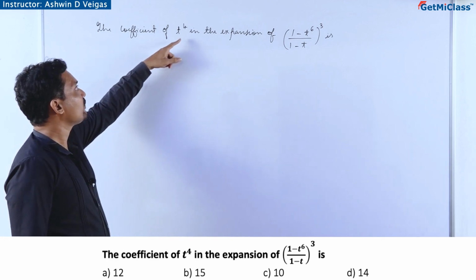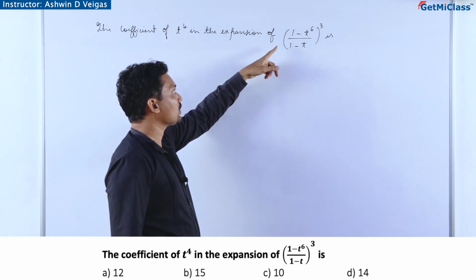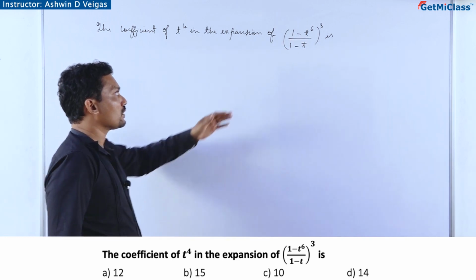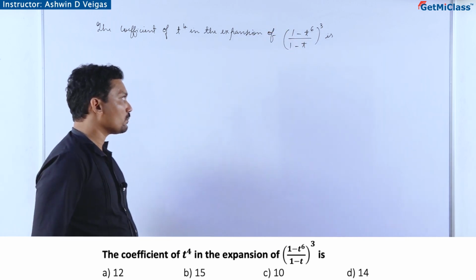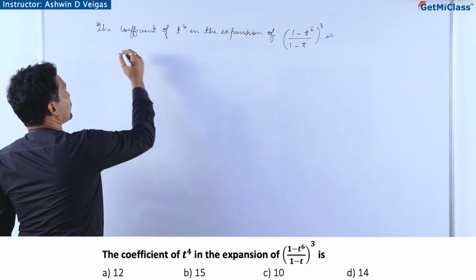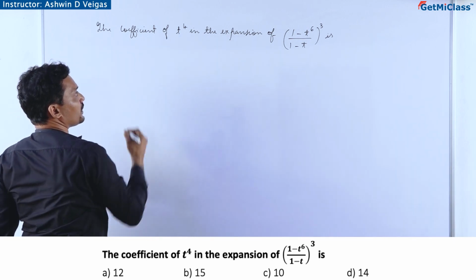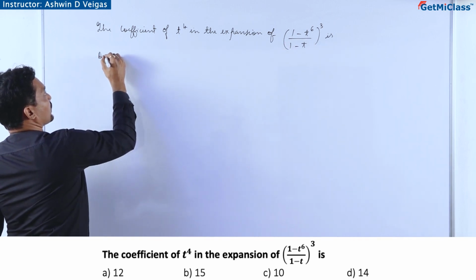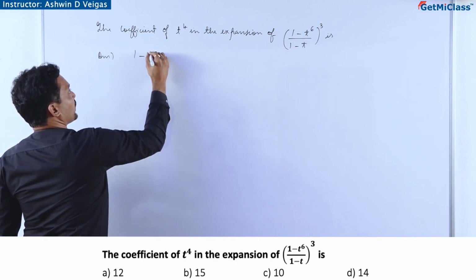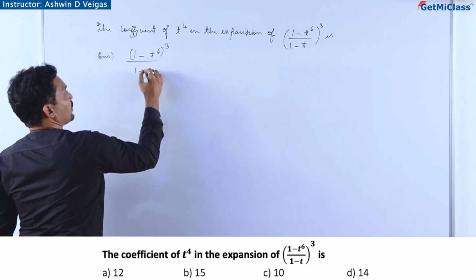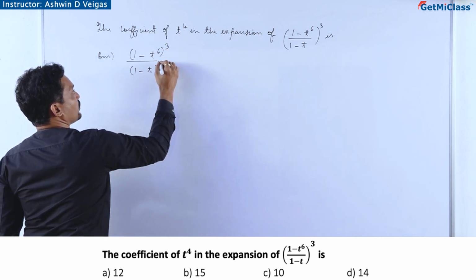The coefficient of t power 4 in the expansion of this. Okay, now here for this problem we need binomial theorem for negative index. So therefore, now if you want the coefficient of t power 4, first we can write this problem as 1 minus t power 6 whole cube divided by 1 minus t the whole cube.